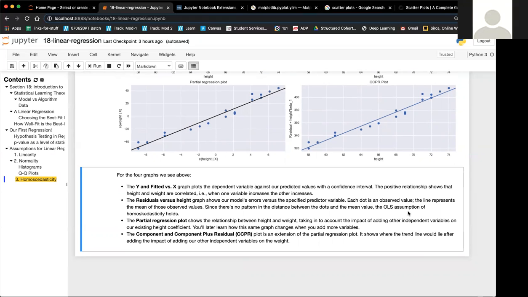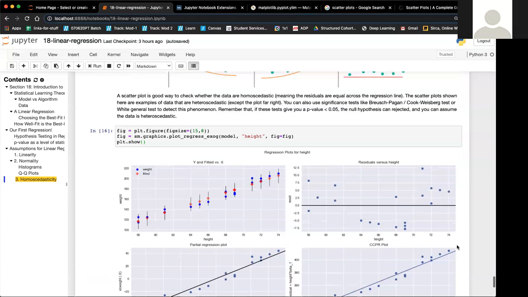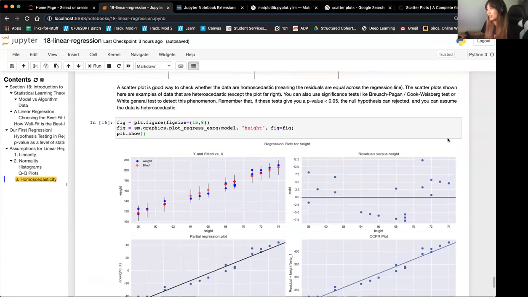Looking at the homoscedasticity plot, for the residuals versus height, I just want to make sure I'm understanding. We're not necessarily looking for a mirror image across that horizontal line. We're more looking at where's the max and the min, because it doesn't really matter where it is along the x-axis. Yes, exactly right.